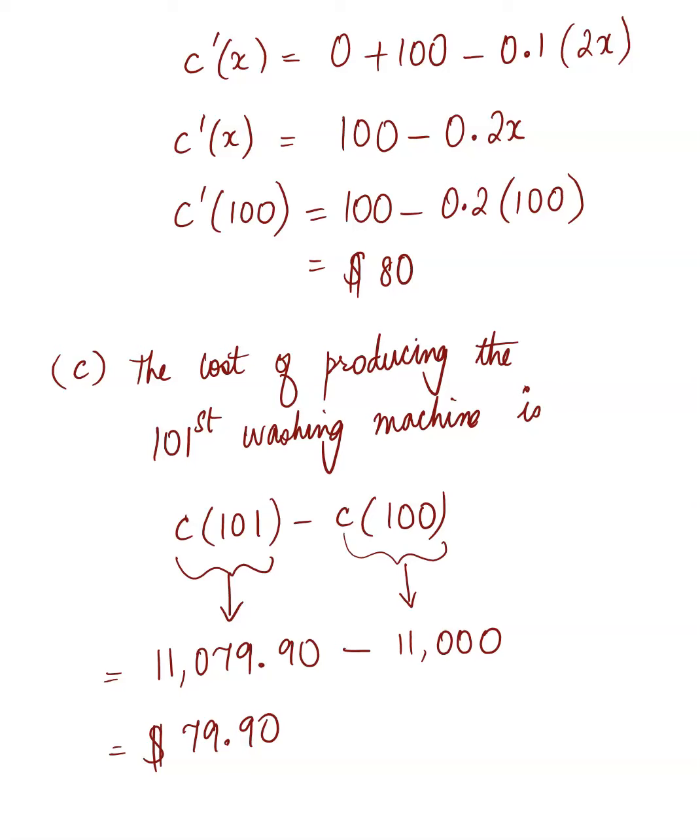So that is the cost of producing the 101st machine. And instead of doing this manually, you're using the marginal cost to help determine what the cost of producing additional machines will be, based on your current level of production, which is 100 washing machines.